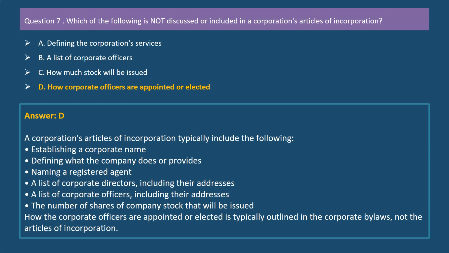Answer: D. Explanation. A corporation's articles of incorporation typically include the following: establishing a corporate name, defining what the company does or provides, naming a registered agent, a list of corporate directors, including their addresses, a list of corporate officers, including their addresses, and the number of shares of company stock that will be issued. How the corporate officers are appointed or elected is typically outlined in the corporate bylaws, not the articles of incorporation.